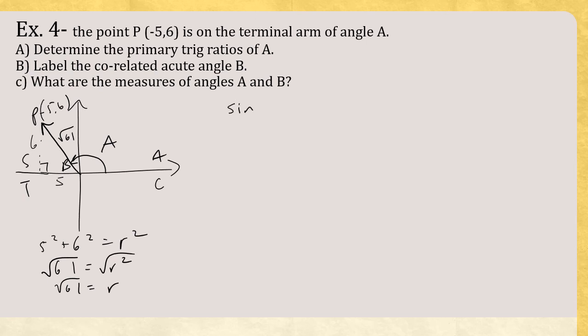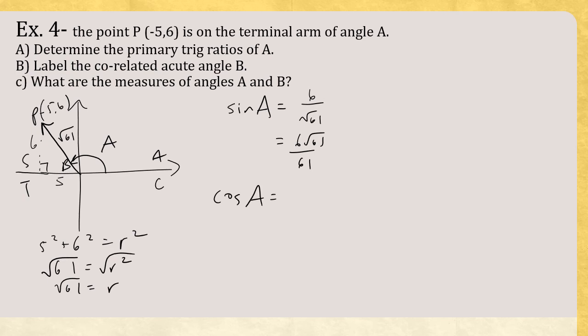So sine A equals opposite over hypotenuse, y over r, 6 over root 61. Since that's in the S quadrant, sine's positive. I'm going to cut to the chase here. On your test, you would show you multiply by root 61 over root 61. Hopefully we realize that's what we're going to end up with.